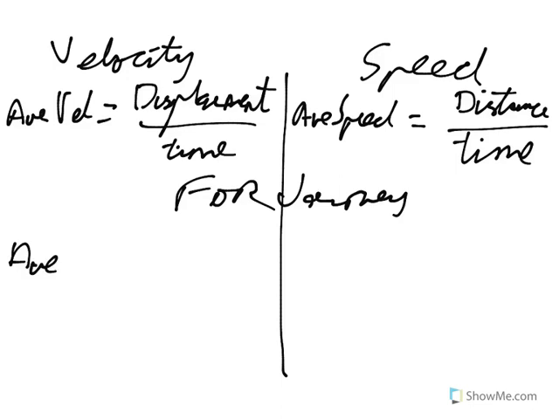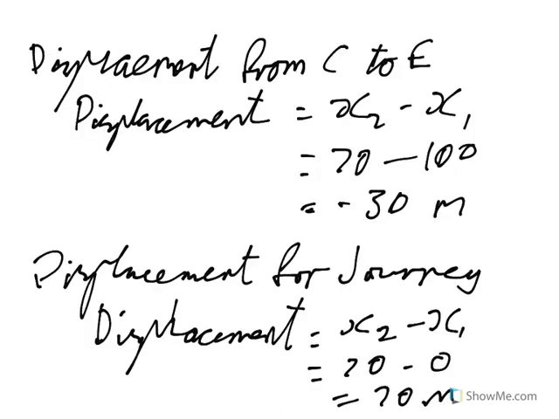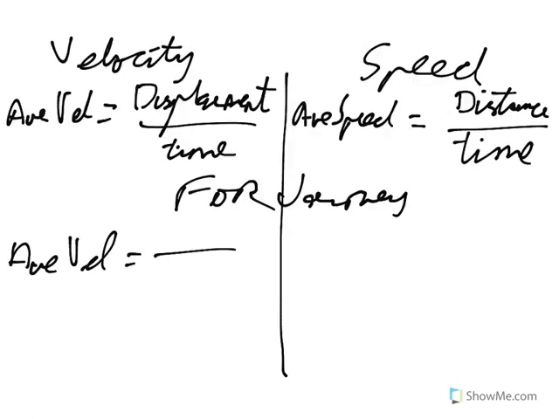So if we're looking at our journey, our average velocity, the displacement, was 70 metres, and the time was 10, so it's 7 metres per second.